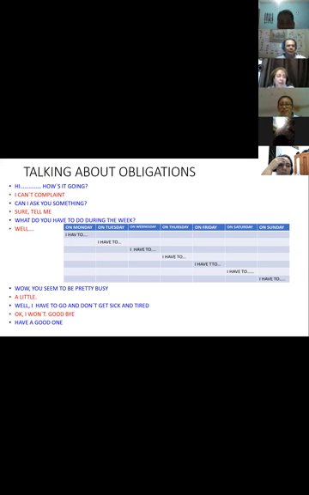Well, on Monday I have to work. On Tuesday I have to go to the movies. On Wednesday I have to review homework to the students. On Thursday, I have to cook the dinner. On Friday, I have to visit a dentist. On Saturday, I have to study English. On Sunday, I have to wash my car.